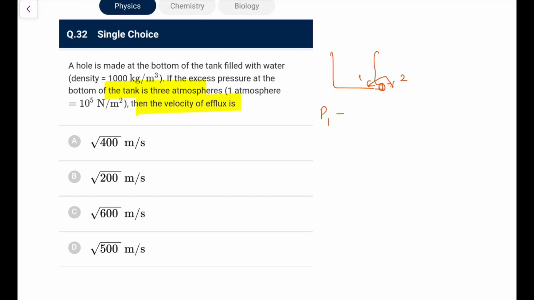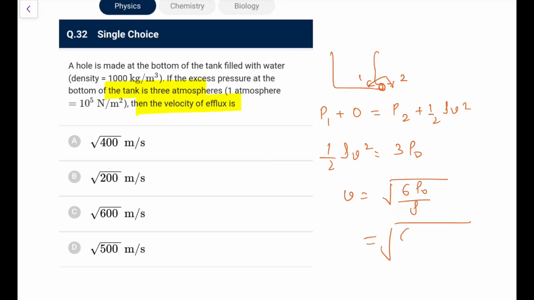What can I write? P1 plus the speed would be almost 0 at this point, because we are assuming the hole is very small. That would be equal to P2 plus half rho V square. So half rho V square would be equal to the difference of the pressure, which is given as 3 P naught. So V will come out as root of 6 P naught by rho.